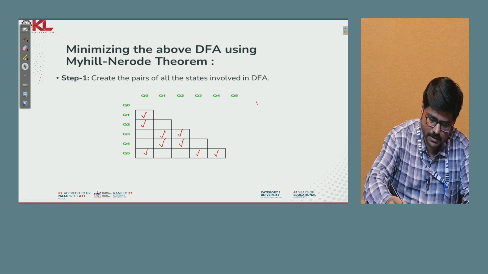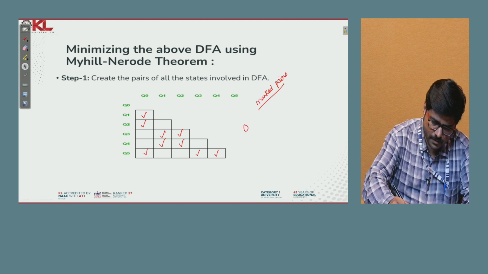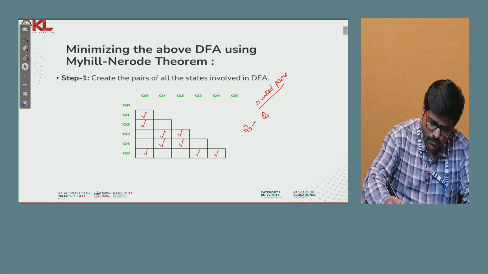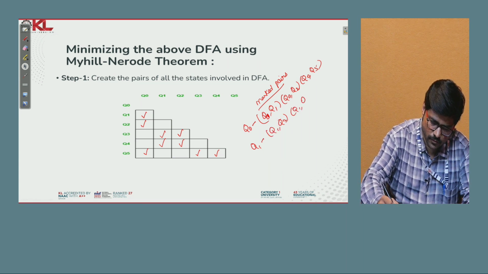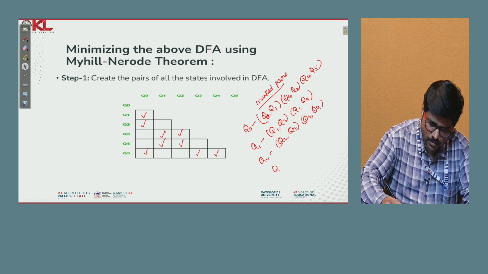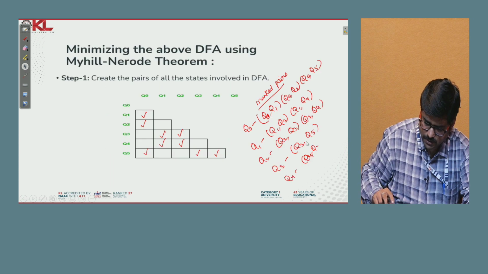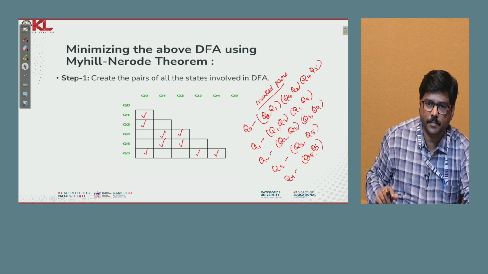These are all called marked pairs, right? What are the marked pairs? Now for the Q0 column we have got Q0 Q1, Q0 Q2 and Q0 Q5. In the Q1 column what we have got? Q1 Q3 and Q1 Q4. And in the Q2 column what we have got? Q2 Q3, Q2 Q4. And in the Q3 column what we have got? Q3 Q5. And in the Q4 column what we have got? Q4 Q5. These are only the marked pairs we have got.